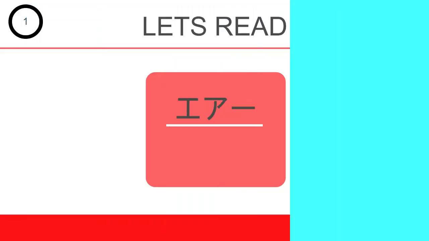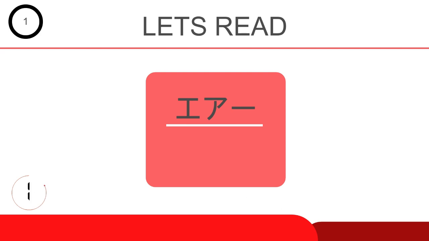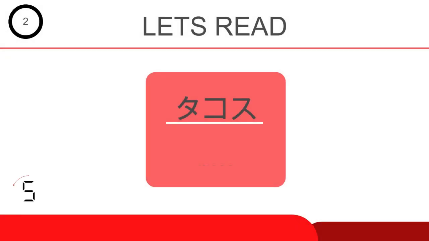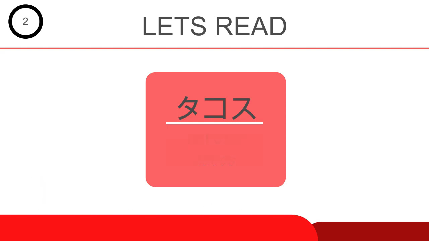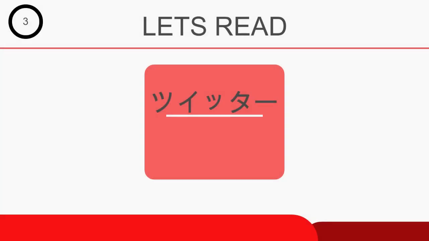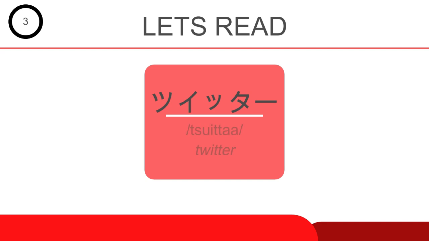Let's use what we learned to make foreign words in Japanese. The first word is eā, which means air. The second word, takoshu, means tacos. And the last word, tsuittā, means the messaging app Twitter.